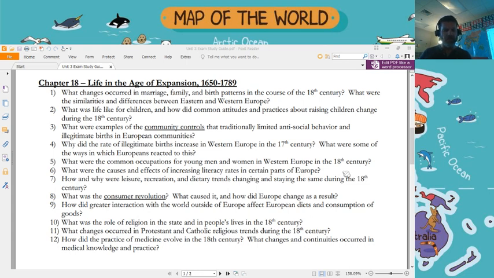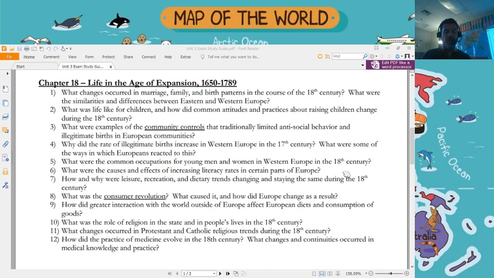So, number 9, how did greater interaction with the world outside of Europe affect European diets and consumption of goods? We've talked about that already. Increasing availability and lower price of things like sugar, coffee, and spices allows people to produce more goods and consume more than ever before.